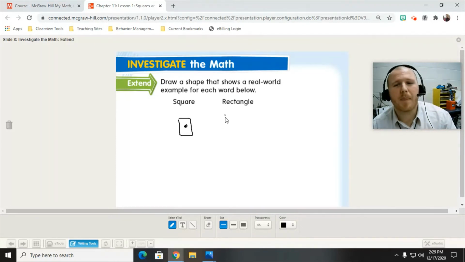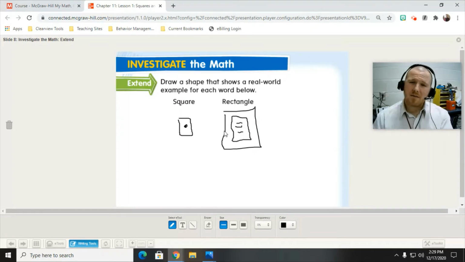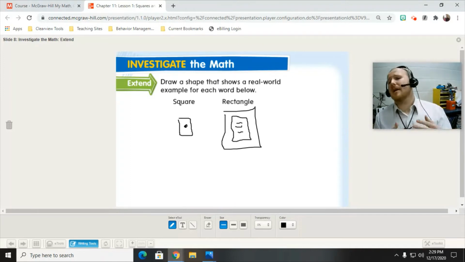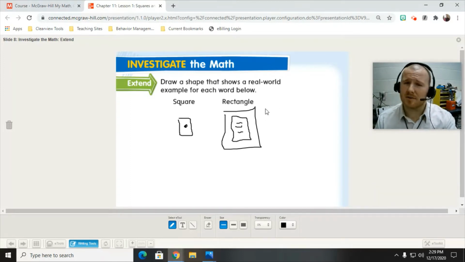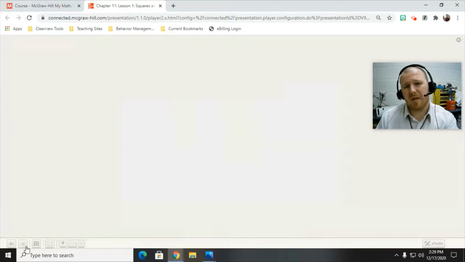But rectangle, who's had a Pop-Tart? Raise your hand. Yeah, Pop-Tarts looking so good. I like the cinnamon ones the best. But those are just some examples. I'm hungry. I was thinking of food, but maybe you know something else that's like a square or a rectangle. So let's maybe see.